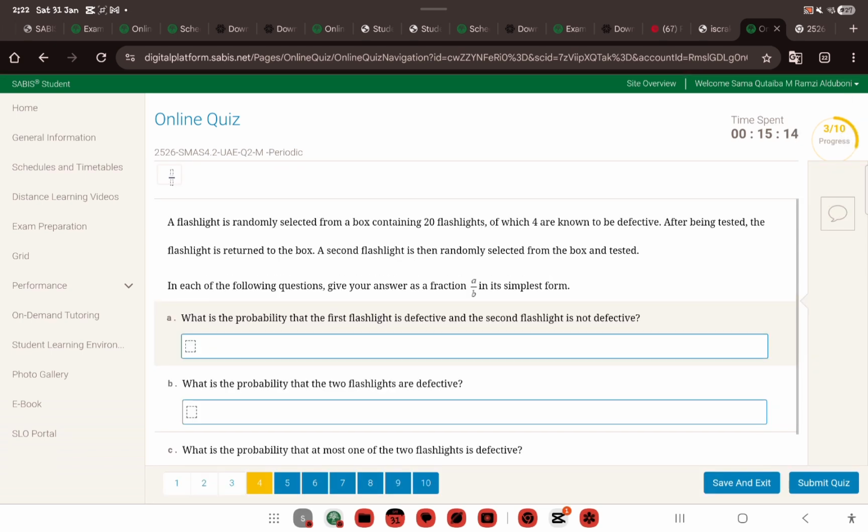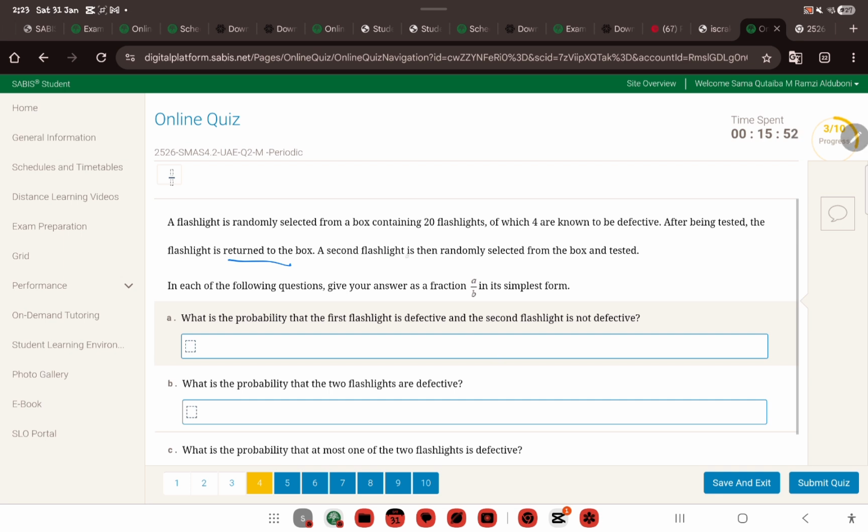Question 4. A flashlight is randomly selected from a box containing 20 flashlights, of which 4 are known to be defective. After being tested, the flashlight is returned to the box. If they tell you that they use a flashlight and then put it back in the box, it means that this whole scenario is independent. The first flashlight taken away does not affect the probability of the second flashlight, because the first one is returned back in the box.